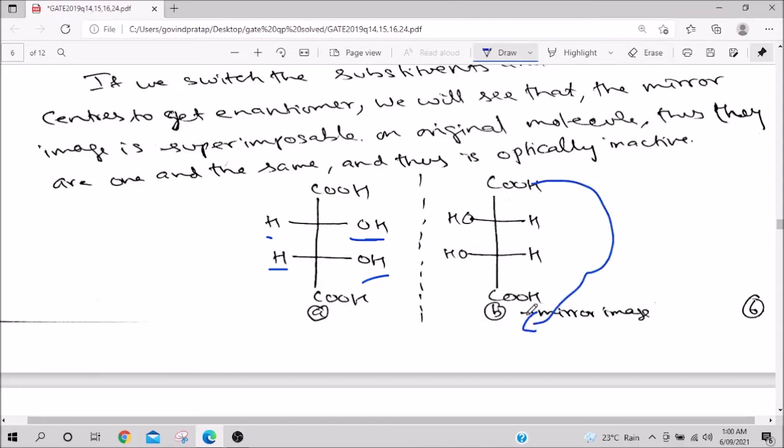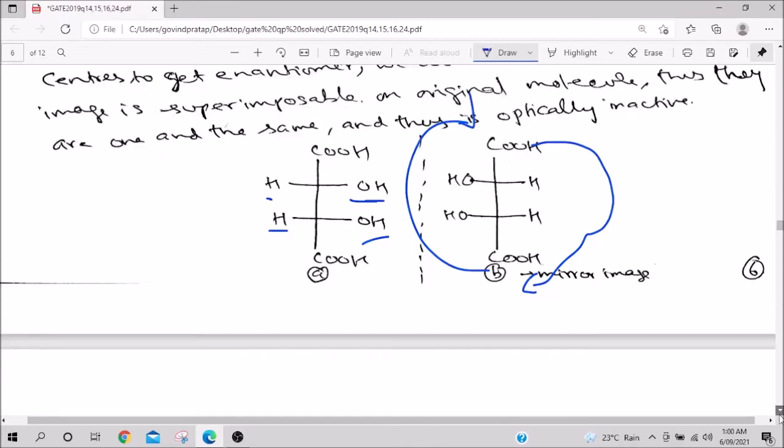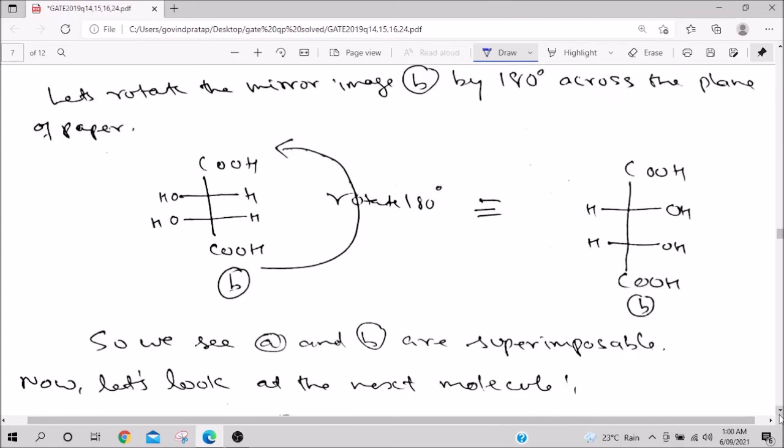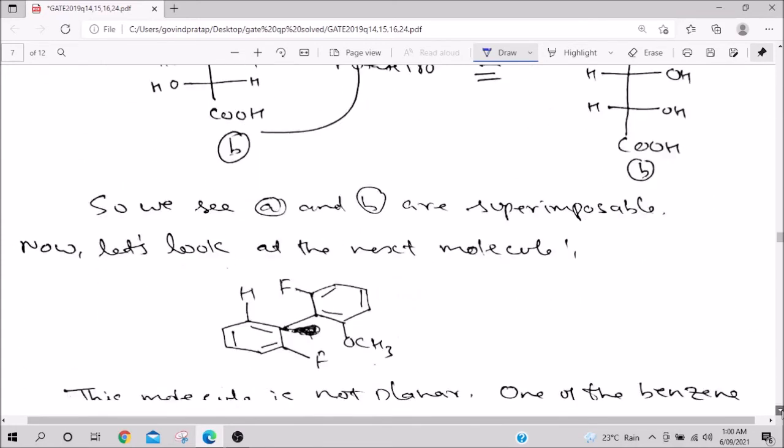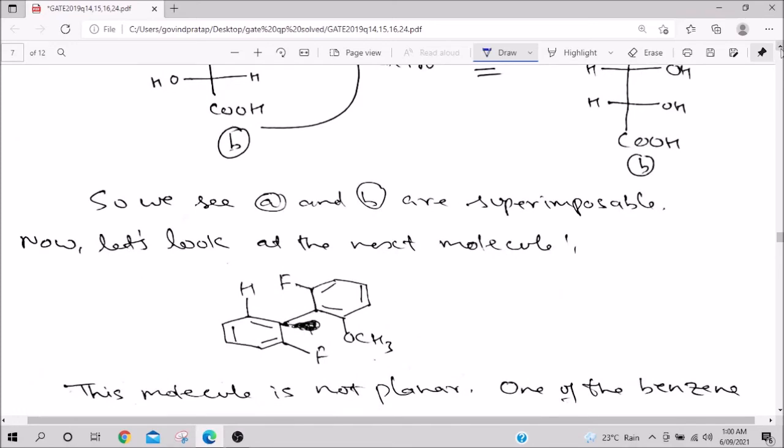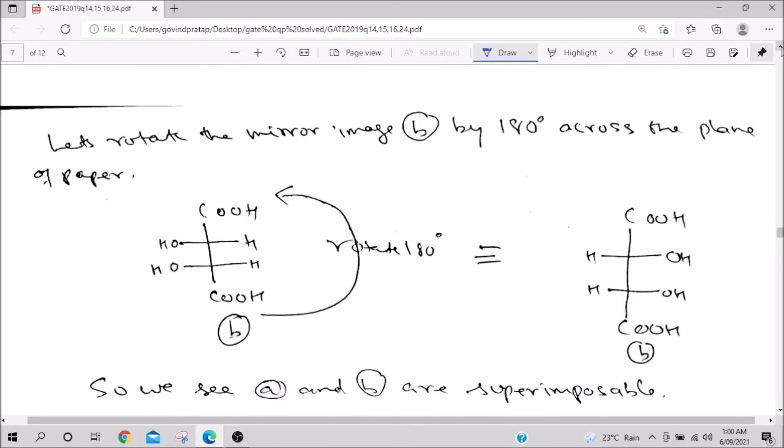So, I am putting this down, this down, so that what was outside the screen still remains outside the screen, just I have rotated 180 degrees. And so, what we get, we rotate like that and we get here. Now, what you do, now you will see that A and B were superimposable on each other. So, this is B and that was A.